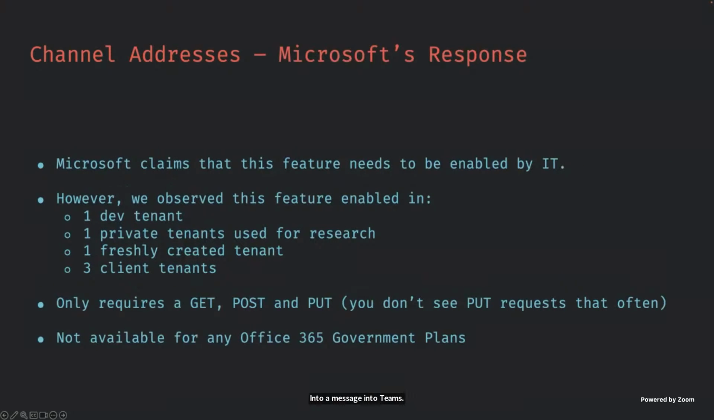So once again, we reported this to Microsoft. Their response was that this has to be enabled by IT. We observed that this is enabled by default across every single type of tenant you can imagine: dev tenants, our private research ones, freshly created ones as of last month even, and even clients. The only time that we've seen where it's not is if it's part of a government 365 plan. And honestly, it's so simple to set up. You just need to do a GET, POST, and even a PUT request. I'm going to show you how that looks.